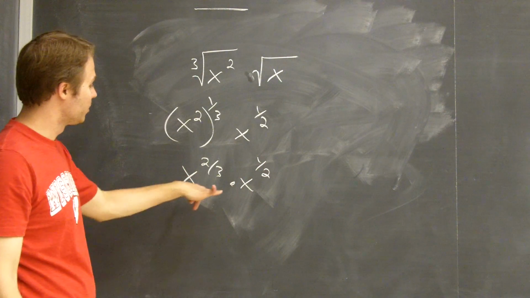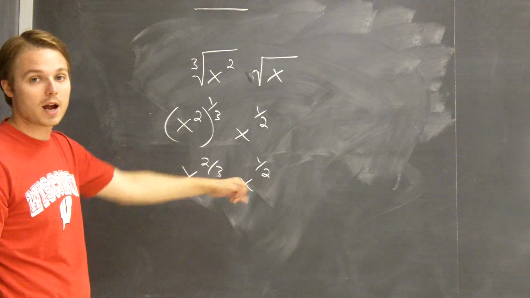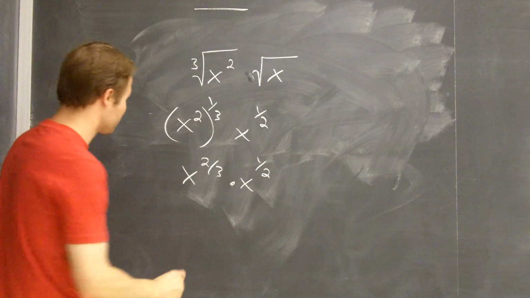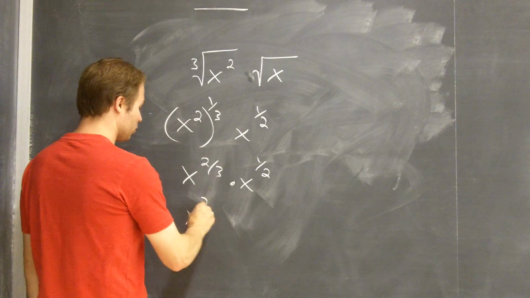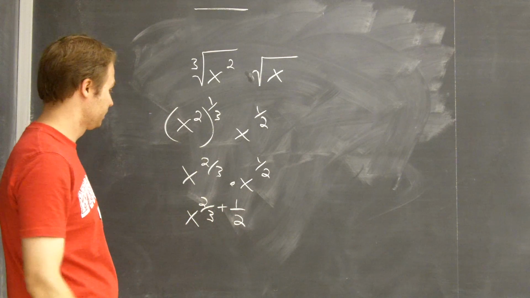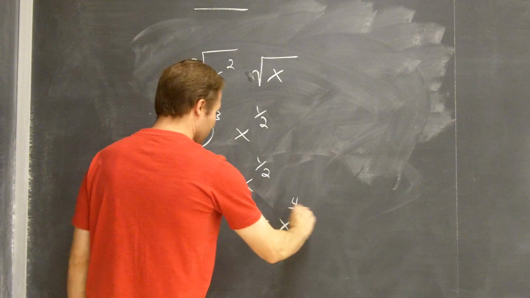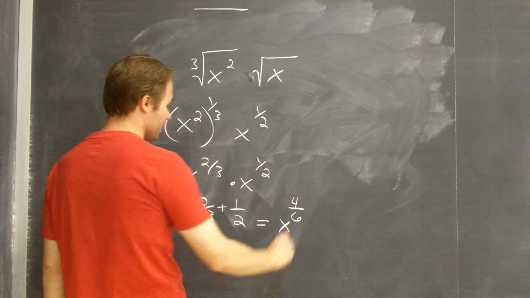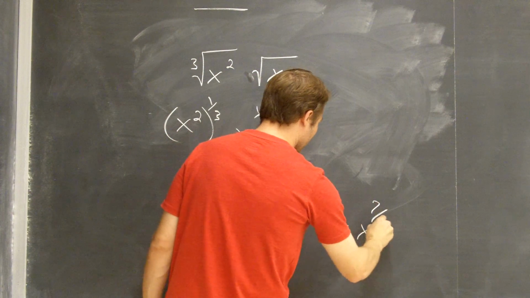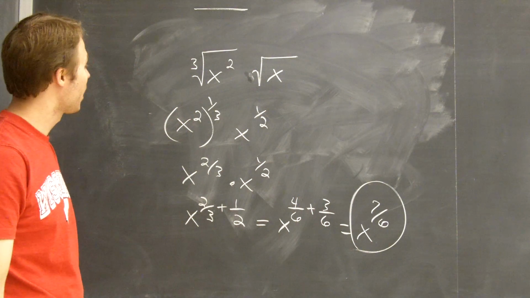Now my exponent rules tell me if I have x times x, and they're both raised to powers, since these are the exact same base, I can just add the exponents together. So really this should equal x to the 2/3 plus 1/2. And then we can combine these fractions. So this would really be 4/6 if I want to create a common denominator, and then 3/6 right here. So I could rewrite this as one single expression, x to the 7/6 power.